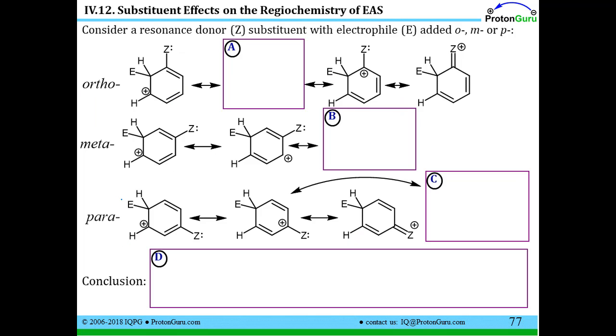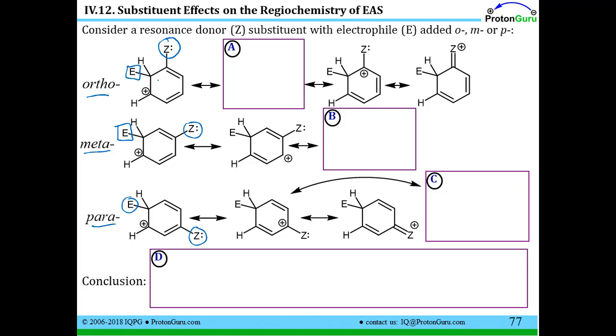This next slide looks very, very complicated, but what we're really doing is considering that we have an existing substituent Z on the benzene ring. All right, and then we take an electrophile E and we add the electrophile either ortho to that existing substituent, meta to that existing substituent, or para to that existing substituent. This, of course, leads to the carbocation intermediate we've been discussing for all of these electrophilic aromatic substitution processes.